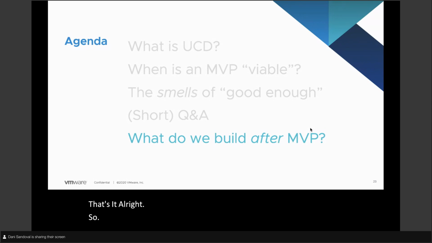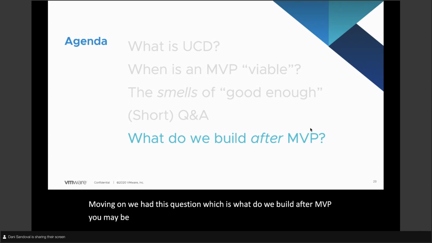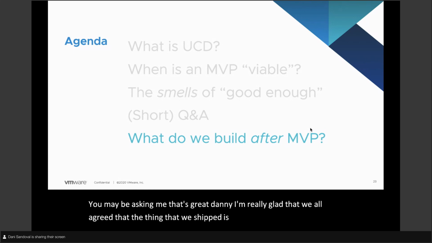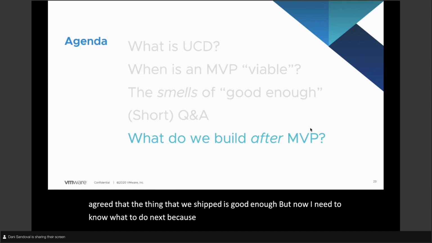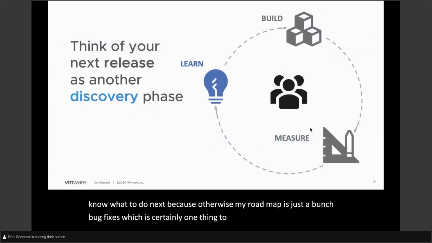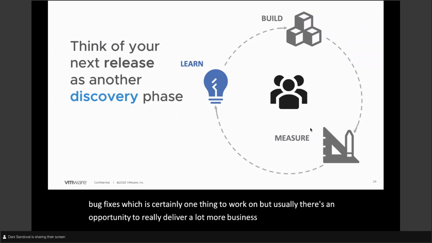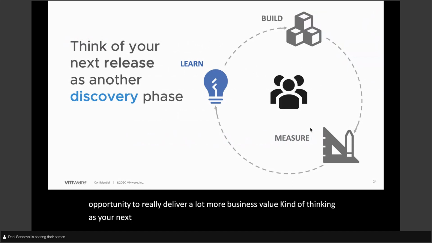So moving on, we have this question: what do we build after MVP? You may be asking me, that's great, Danny. I'm really glad that we all agreed that the thing that we shipped is good enough. But now I need to know what to do next, because otherwise my roadmap is just a bunch of bug fixes, which is certainly one thing to work on. But usually there's an opportunity to really deliver a lot more business value, and kind of thinking of your next release as another discovery phase.